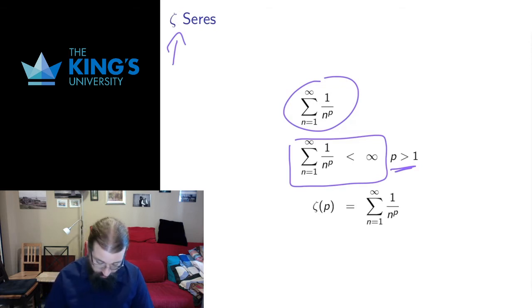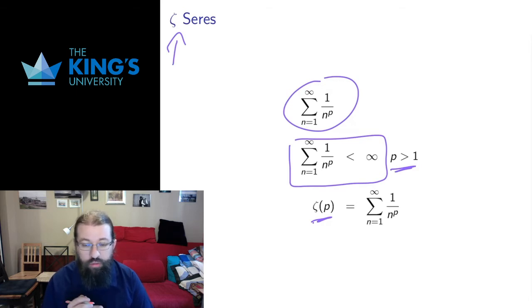But this is, in fact, a well-known function, so it depends on p. That's why I call this a zeta series, because this is a piece of the famous Riemann zeta function, which is important throughout mathematics for a variety of reasons. The Riemann zeta function is defined exactly by this infinite series, where p is the exponent of n, the index in the denominator. So that's where the zeta in the zeta series comes from.